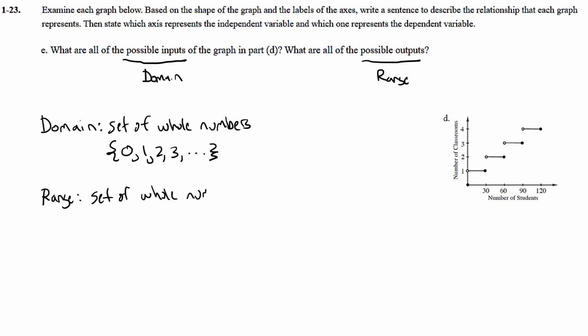Now, there will be some debate as to whether the domain should be all real numbers, but because students can't be decimal values, I argue it can't be all real numbers. And so the domain and range is the same because this graph keeps growing. And so I'd say the domain and range would be the set of whole numbers because 0 is included.